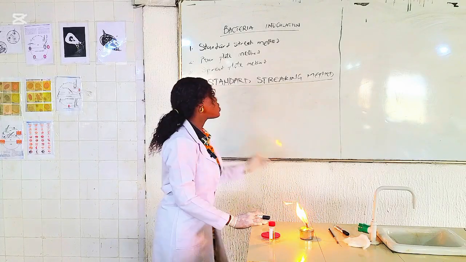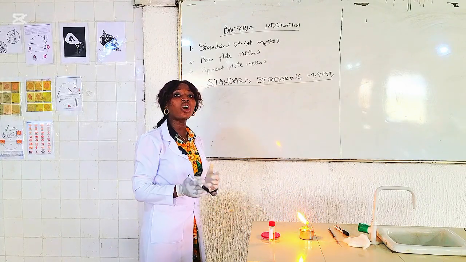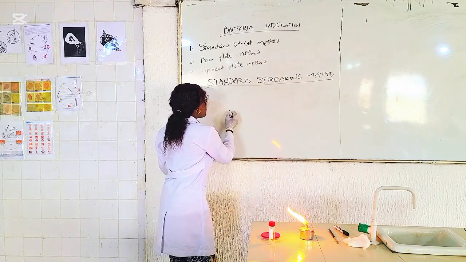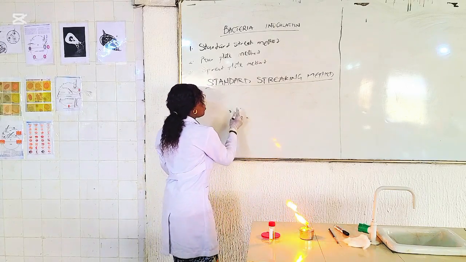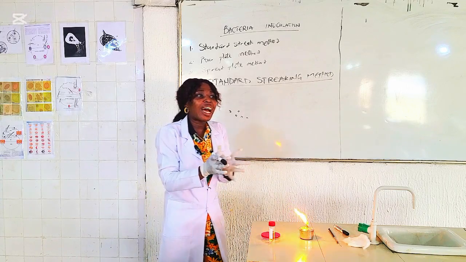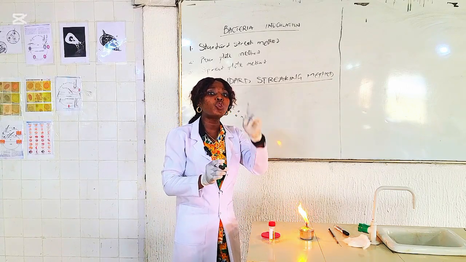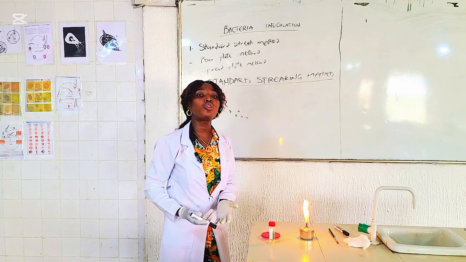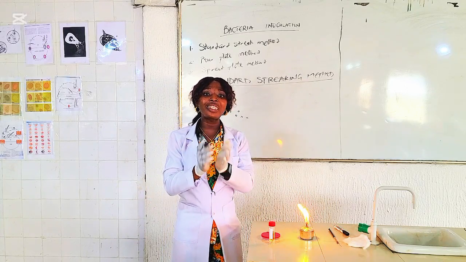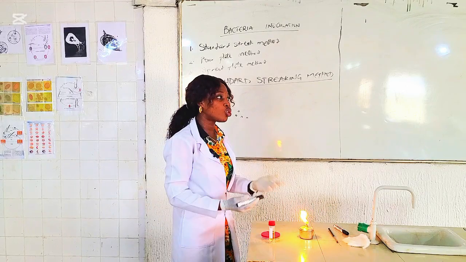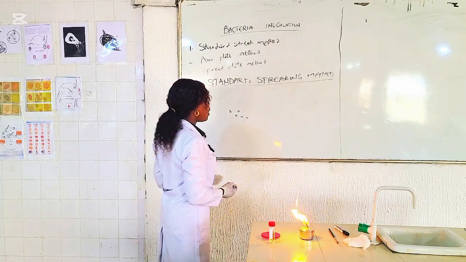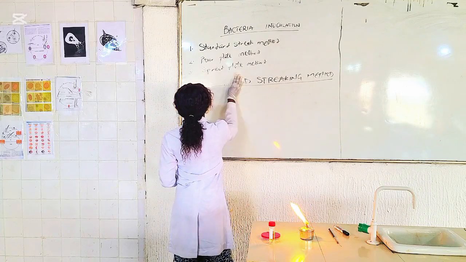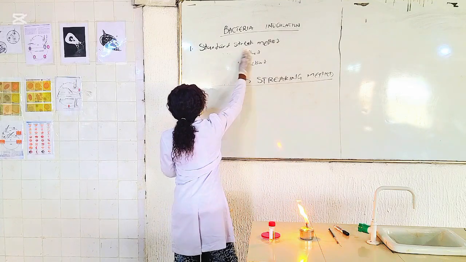Because if you don't do the standard streaking method, you won't get these organisms in discrete colonies. That is, they would not be separate. In layman's terms, they will all grow together and you will not be able to distinguish one colony from another. So the standard streaking method helps you to obtain discrete colonies when doing your inoculation. So now, what are the steps involved in the standard streak method?